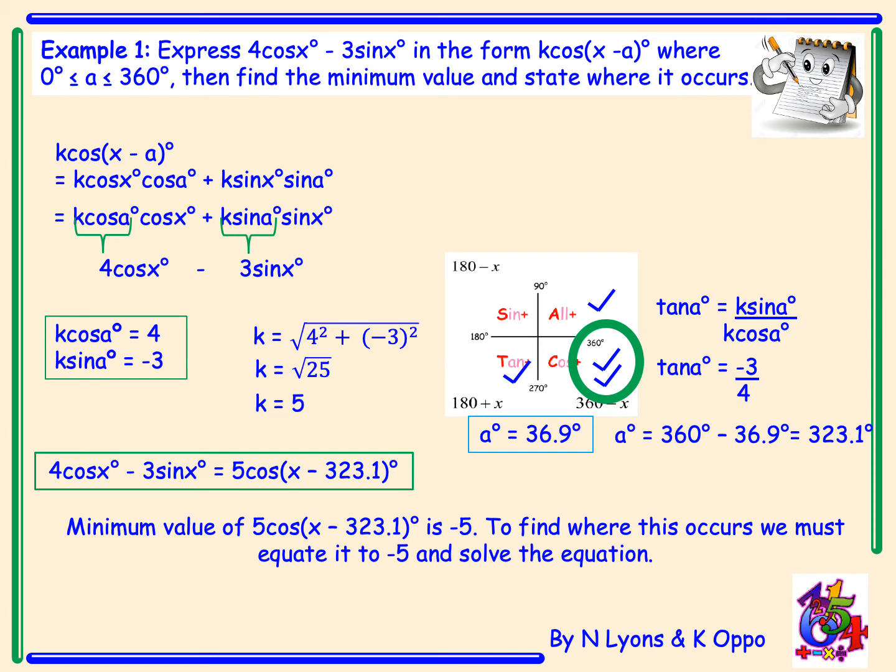Now the second part of the question asks us to find the minimum value and where it occurs. So if we have a think about the minimum value of 5 cos of x minus 323.1 degrees, if our amplitude is 5, that means our minimum value must be minus 5. So to find where this graph is equal to minus 5, we must equate 5 cos of x minus 323.1 degrees to minus 5, and then solve the trig equation.